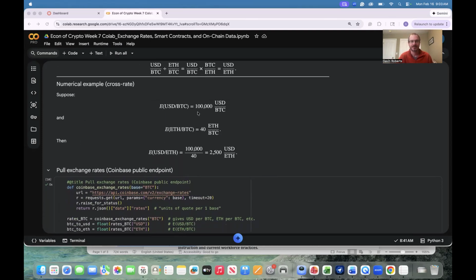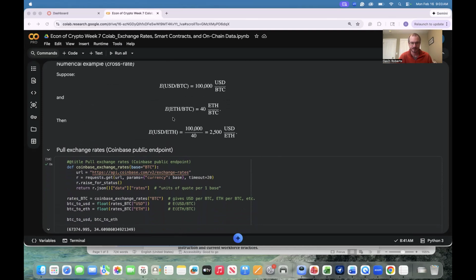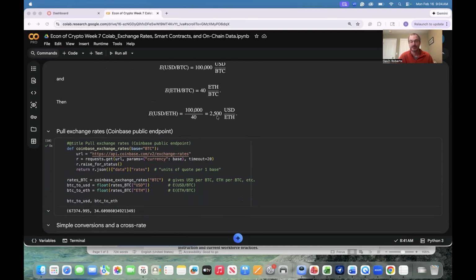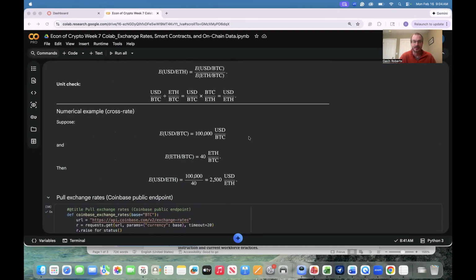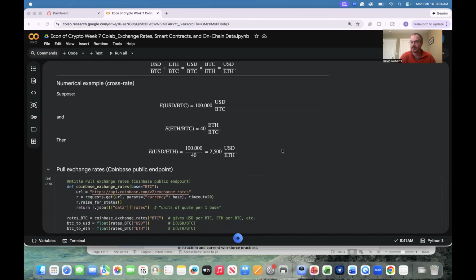So a numerical example of that, we have 100,000. We'll assume that it's 40 Ether per Bitcoin, which is approximately right, given our numerical examples here, because we're using 2,500 for Ether and 100,000 for Bitcoin. Those are not current prices. Those are a little bit higher than we have currently, but easy numbers to deal with. And then, of course, we can get back to our USD per Ethereum, essentially using this formula right here.